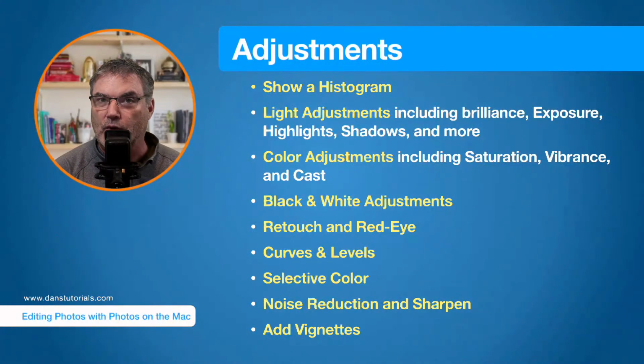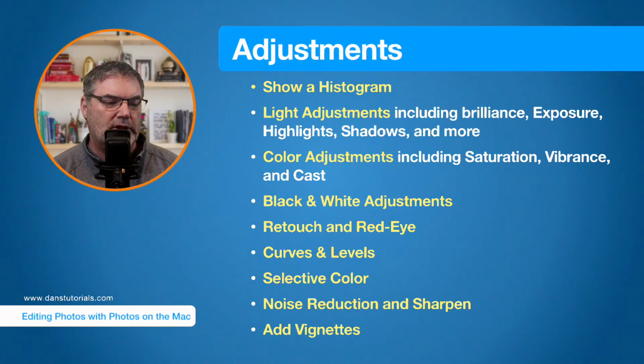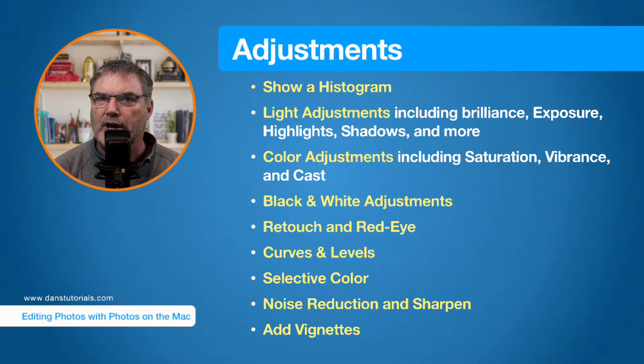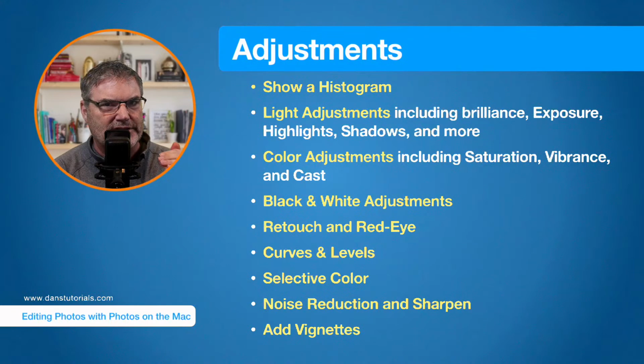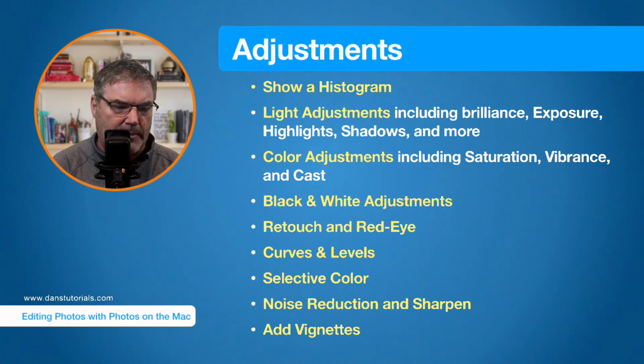We can also make black and white adjustments. We can retouch photos, and we can reduce red eye. We also have curves and levels, which work along with the histogram. We have selective color. We'll take a look at it. And then we can also set noise reduction and sharpen, and we can add vignettes. So as you can see, there's quite a bit that we can do right within the Photos app.